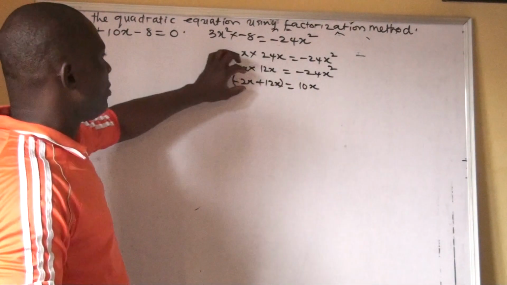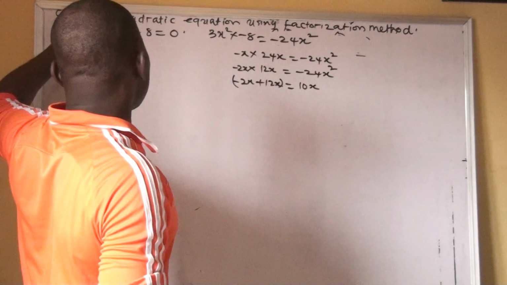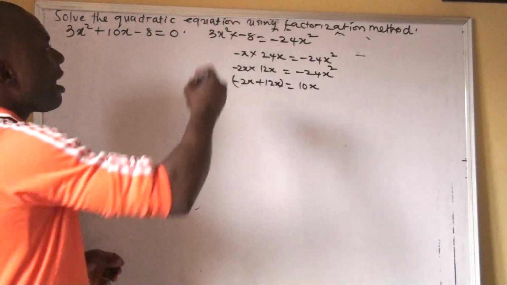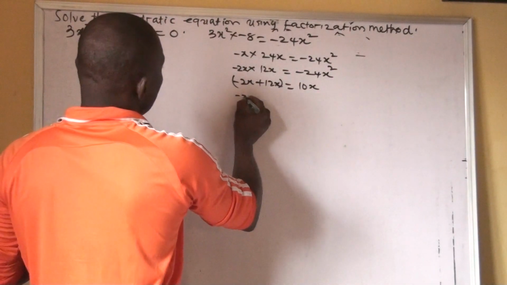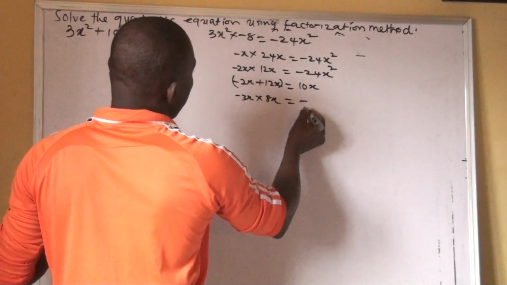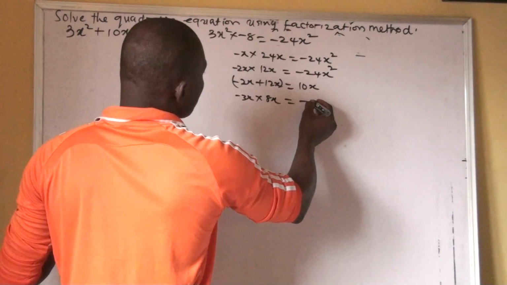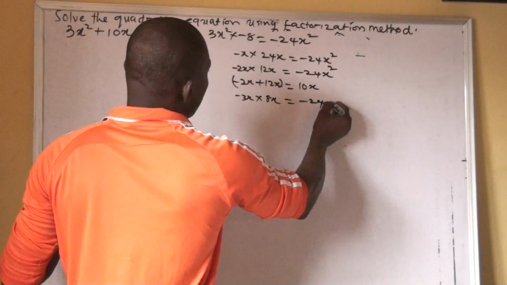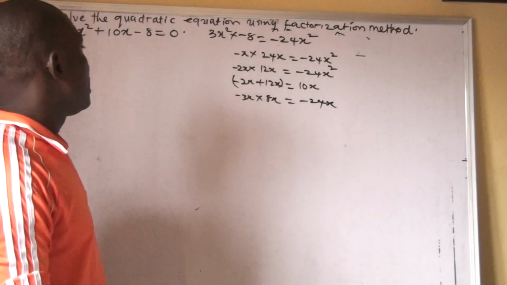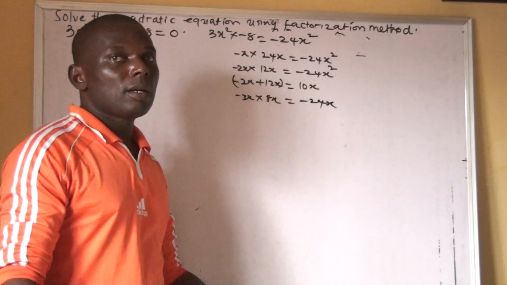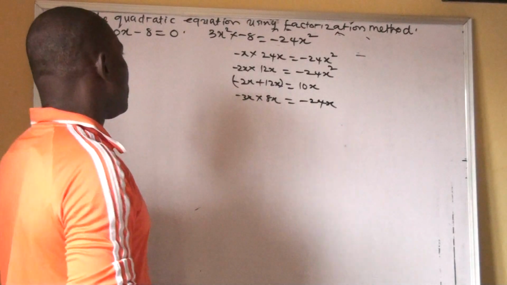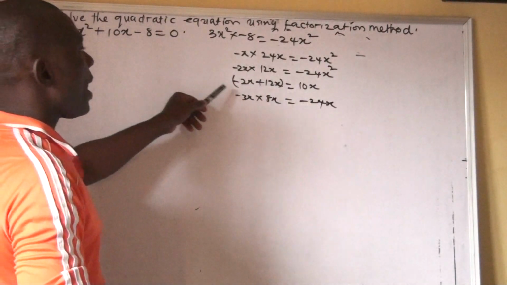So we will replace the middle term here. In place of 10x, we replace this with minus 2x plus 12x. There are other factors too. Let's try minus 3x times 8x, which gives minus 24x squared. If we do this, minus 3x plus 8x is going to give us 5x. It's not going to work. Even if it's minus 3x minus 8x, it's not going to give us the result. So we have obtained our answer here.